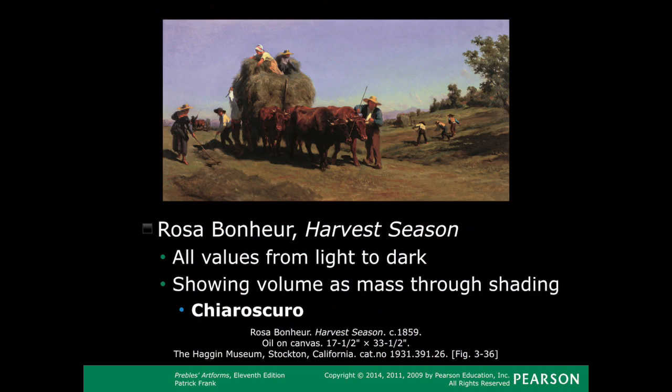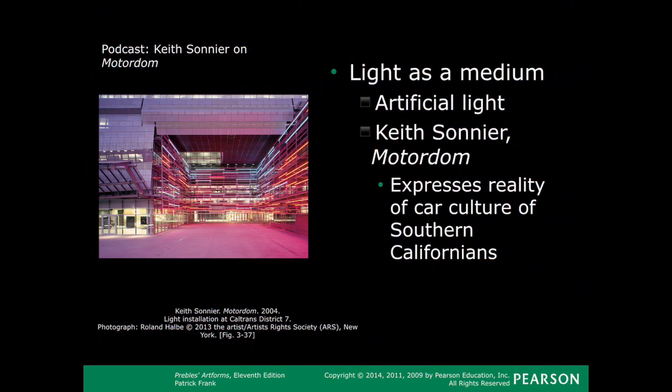And we have an example of an artist using darks and lights to create form. Rosa Bonheur, Harvest Season. We have all values from light to dark, showing volume as mass through shading. This is an example of chiaroscuro. Chiaroscuro means light and dark. It is one of the few foreign words that I'm going to ask you guys to remember. You'll hear chiaroscuro used a lot whenever a work of art is basically lights and darks.